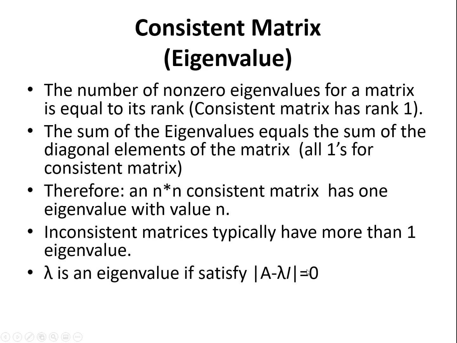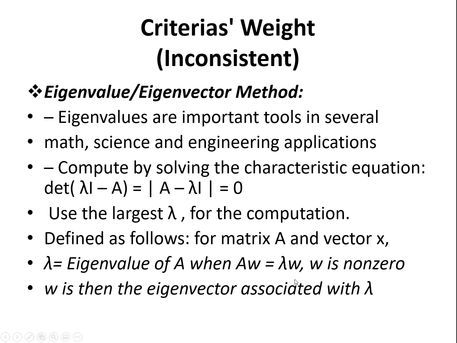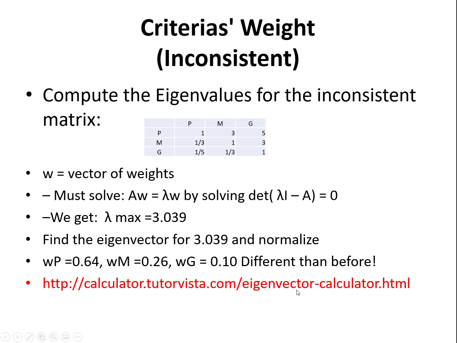I am just giving you a simple example of how you will calculate this. Please go to this link, tutorvista.com eigenvector calculator, which is a calculator to compute the eigenvalues for the inconsistent matrix. This is now an inconsistent matrix. It doesn't matter whether it is consistent or inconsistent. Just put this matrix in this software and calculate the eigenvalues, then take the eigenvector and normalize it. When you normalize it, you will get these values, which are different than before.